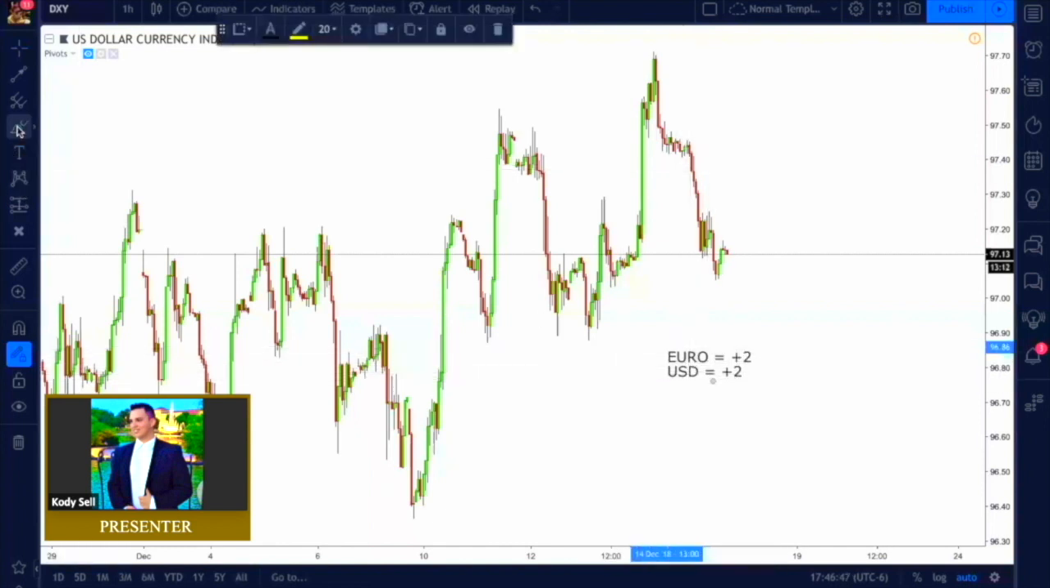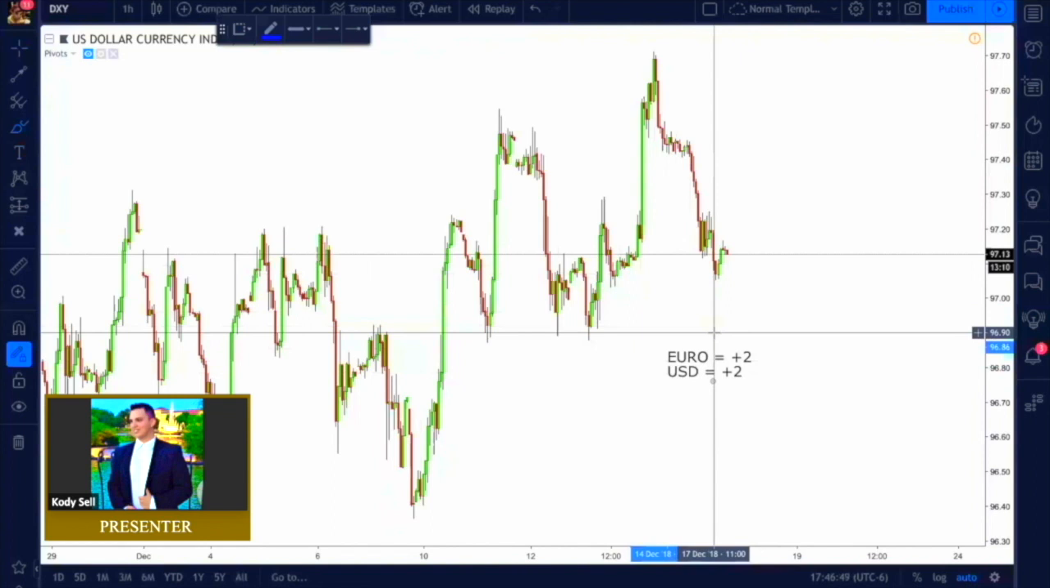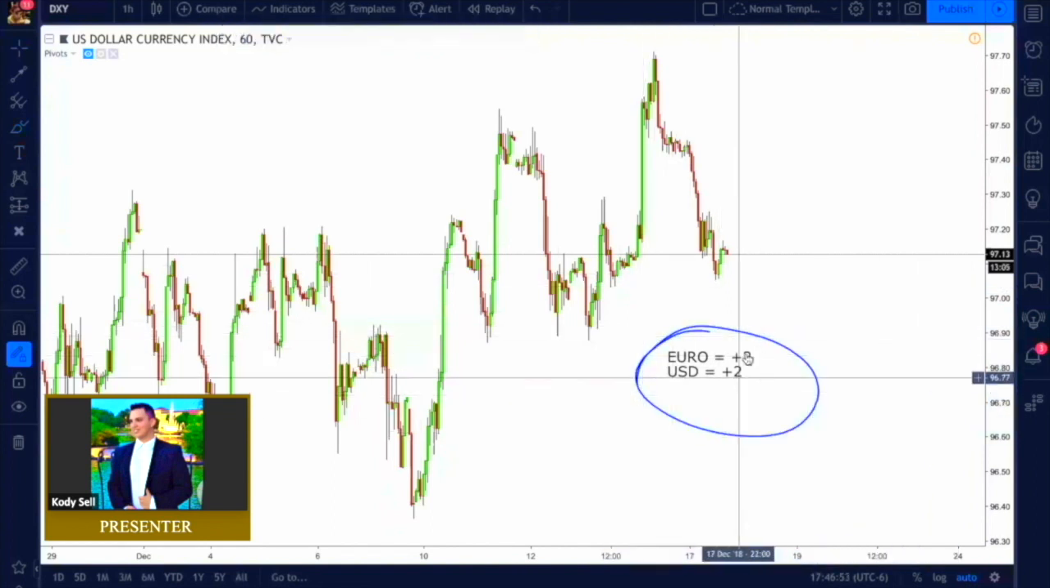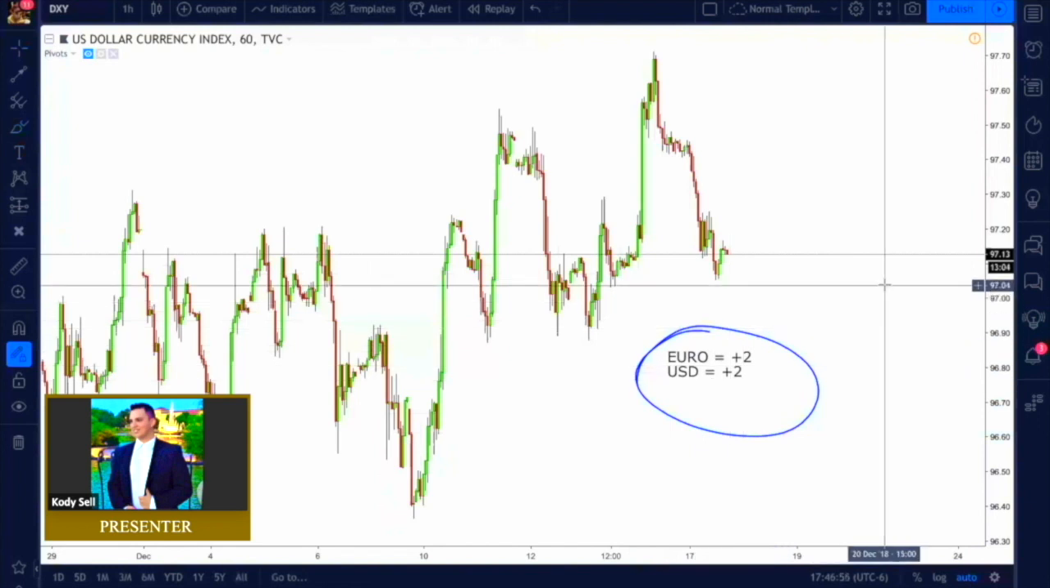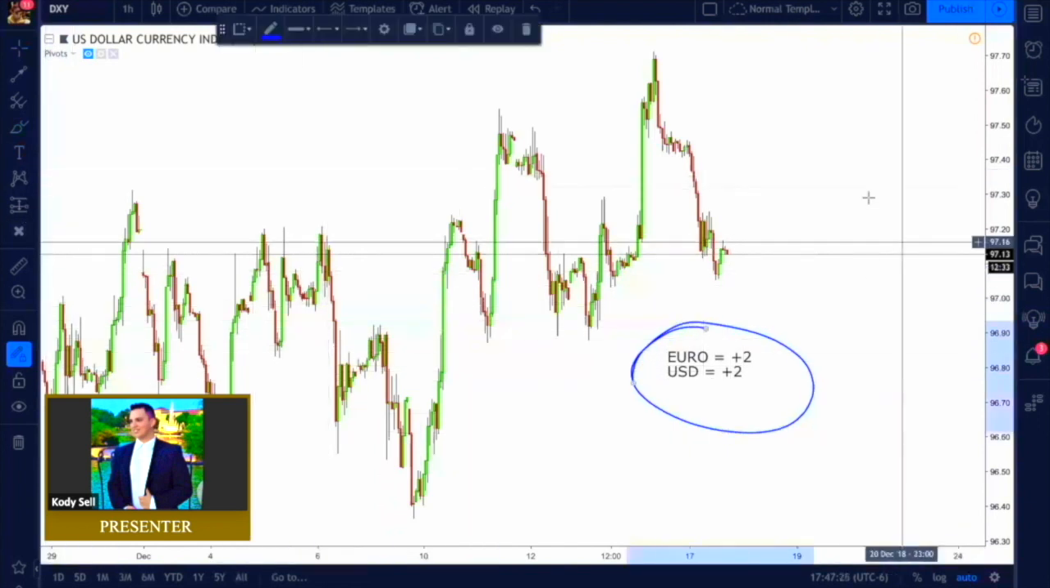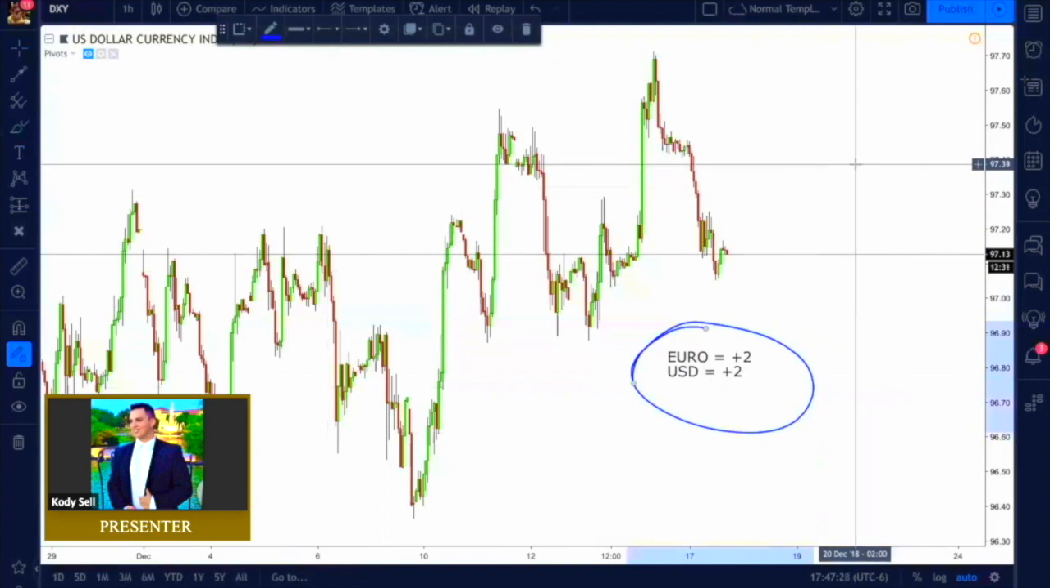So for example, what this tells me is the pair that I definitely don't want to trade is Euro USD, because it's not going to have a lot of volatility or liquidity at this time. Now, again, guys, a lot of the time you're going to end up with Euro +4, Euro +5, or USD -3, USD -4. And at that point, Euro USD is a really good pair to trade. So you guys get an idea of how I'm doing this.